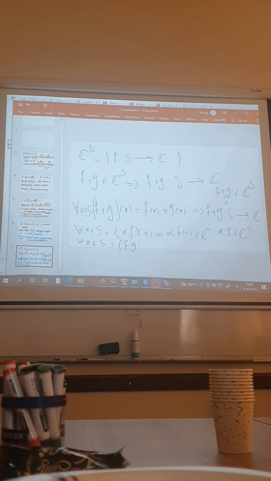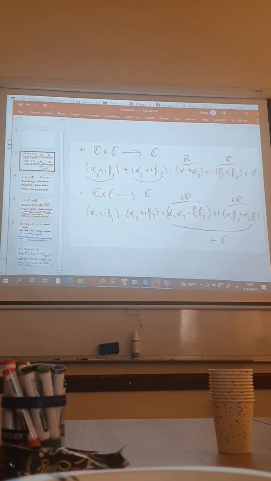And also we define fg for any x in S. (fg)(x) equals f of x multiplied by g of x, and this is a complex number, so fg is a function from S to C. Please note that we define multiplication in complex numbers, okay? And also addition.